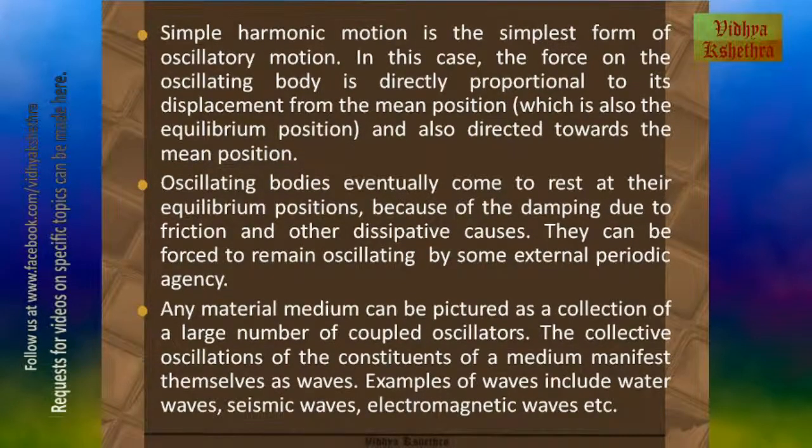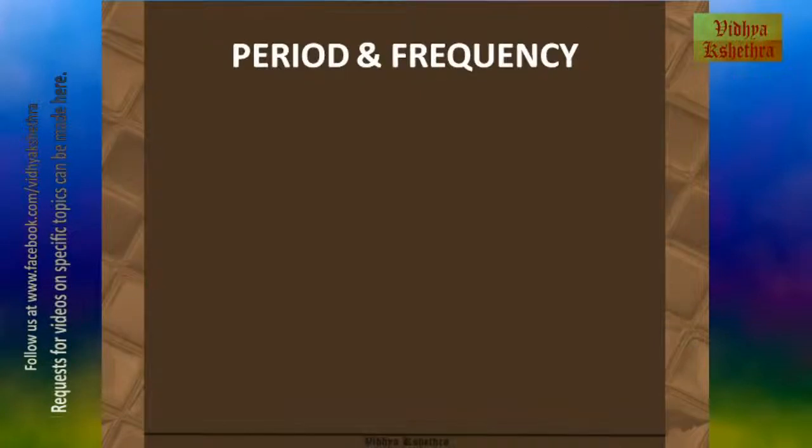Now, any material medium can be pictured as a collection of a large number of coupled oscillators. The collective oscillations of the constituents of a medium manifest themselves as waves. And these examples of waves include water waves, seismic waves, electromagnetic waves, etc. So oscillations produce waves.